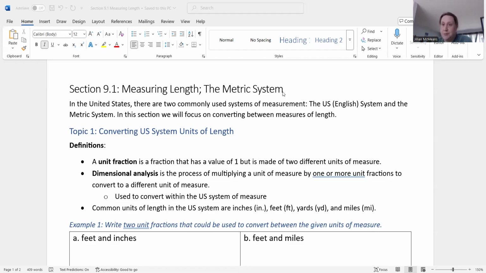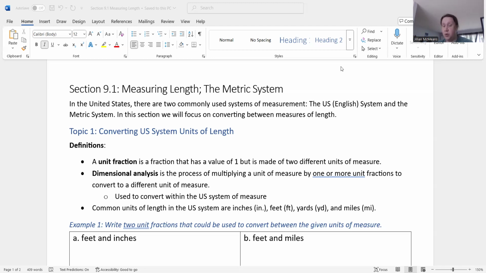So, chapter 9, only 3 sections. We're going to start with measuring length. And then we're also going to look at the metric system. So there are largely two measurement systems that we use in the US. There's what we call the US or the English system. That's what we're used to, like feet, inches, miles, pounds and ounces, gallons, quarts, pints, that kind of stuff. And then there's the metric system. So the metric system is the one that has meters, liters, and grams.